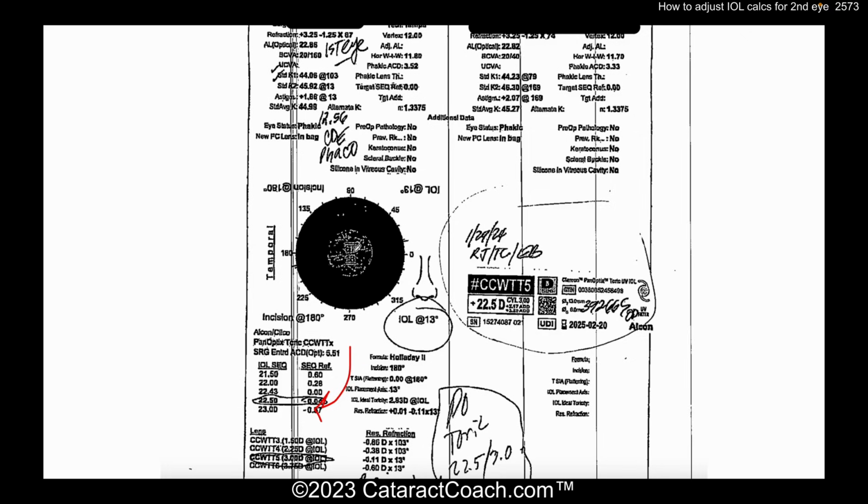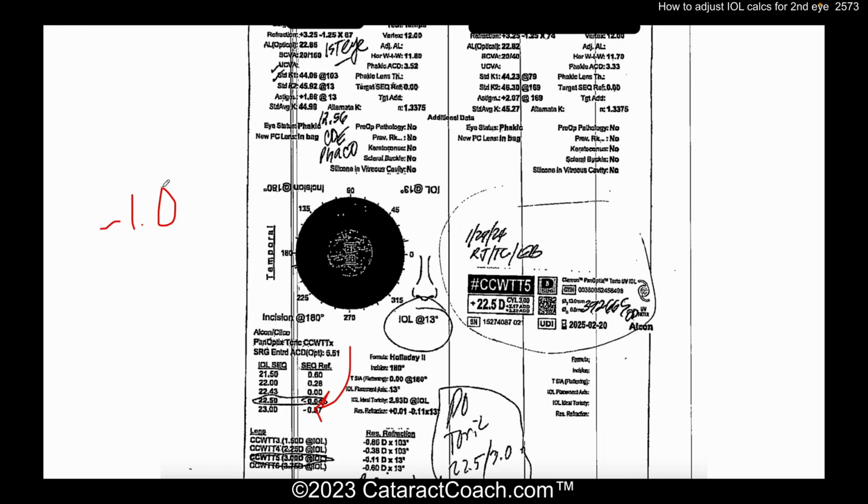Surgery was completed. Patient should do great, right? Well, the patient ended up being -1.0 in the right eye. That's not great for a trifocal lens, right? So now the patient comes to see you. You're the second surgeon. And the patient says, can you do my other eye, but make it more accurate?